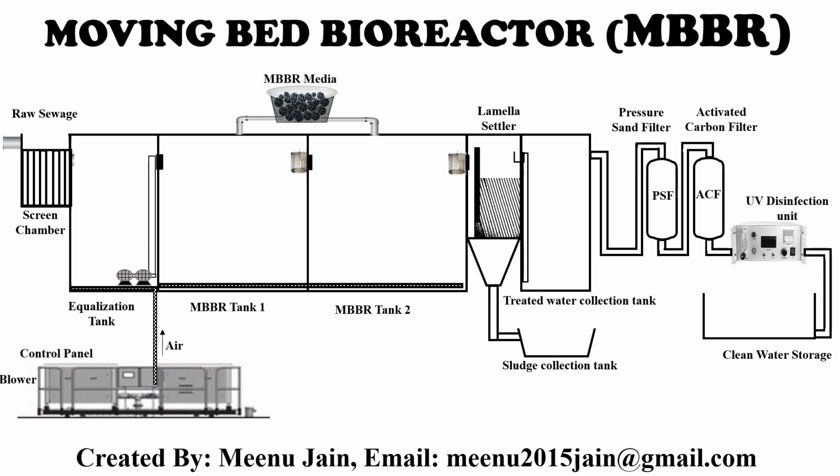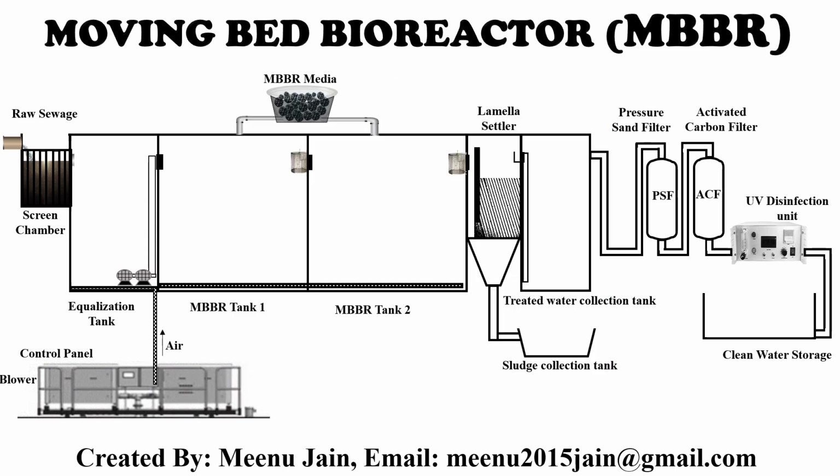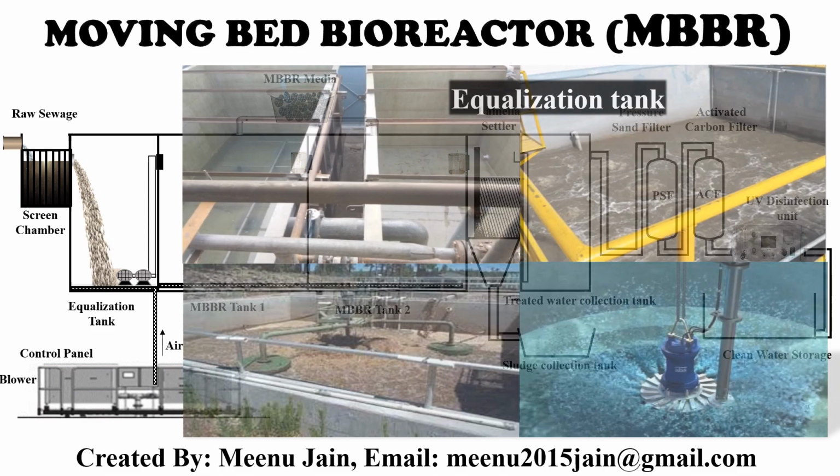This is the process flow diagram of a typical sewage treatment plant based on moving bed bioreactor technology. Inlet water comes to the screen chamber for preliminary treatment, for removal of debris such as rags, sticks, plastic, cans, and bricks, which could damage downstream equipment or block pipes. After the screen chamber, the sewage is pumped to the equalization tank.